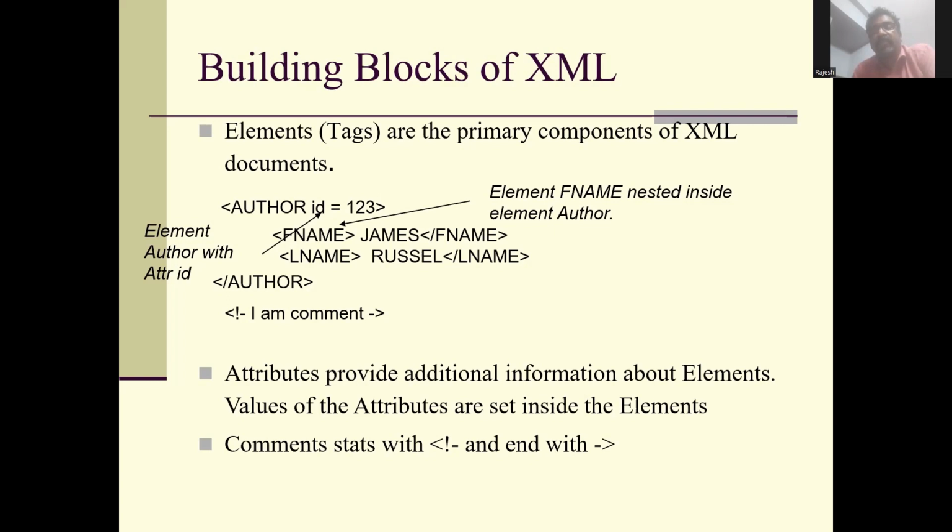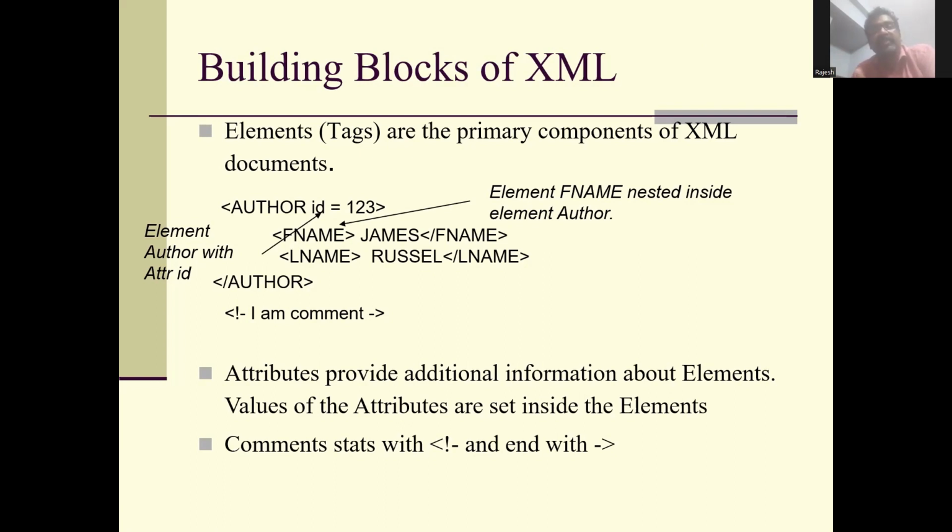For example, if we start the start tag in upper case, we also end the tag of that particular author in upper case only. But usually we follow the rule that the start tag and end tag will always be in lower case, right? Here is the element author with attribute ID, and in that author element we have two more elements which are nested inside the author.